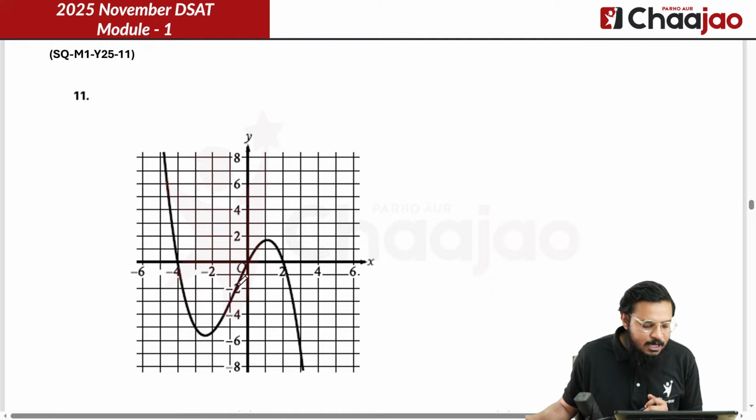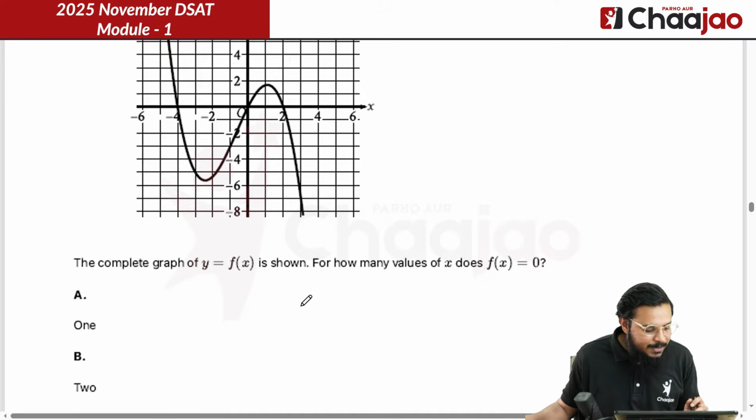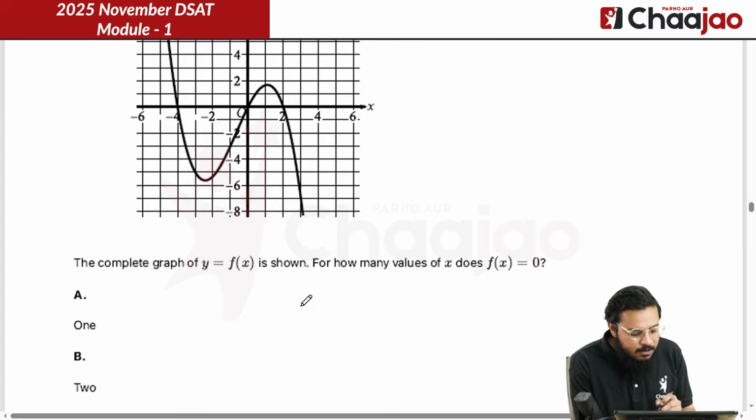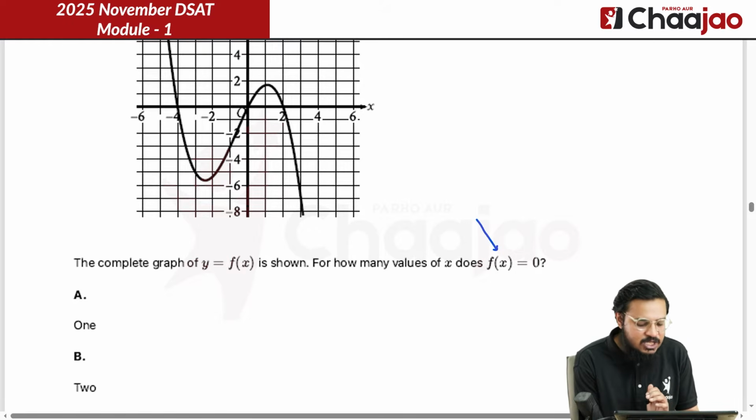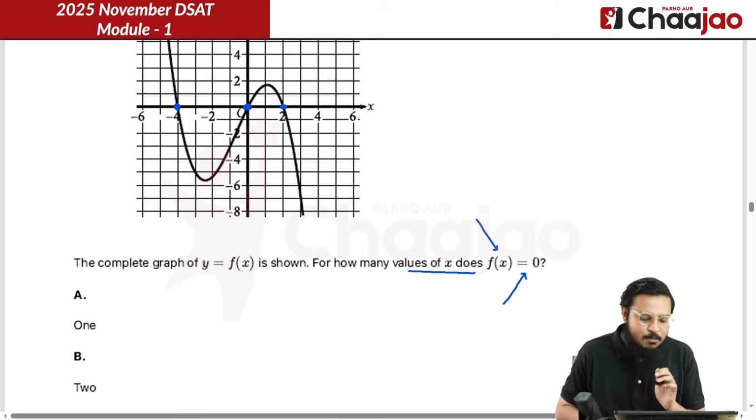Okay, so I've got a cubic function over here, and what does the question say? The complete graph of y is equals to f of x is shown. For how many values of x does f of x or y is equals to 0? Basically, you just have to count the x-intercepts, because at all the x-intercepts, not just for cubic functions, but for all the functions in the world, when the value of y is 0, that basically means the x-intercept. So I can see 1, that's my first x-intercept, that's my second one, and that's my third x-intercept. So basically, I've got 3 values of x for which my variable y or f of x is actually equal to 0. I just have to note down how many values of x I have for which the value of variable y or f of x is 0.